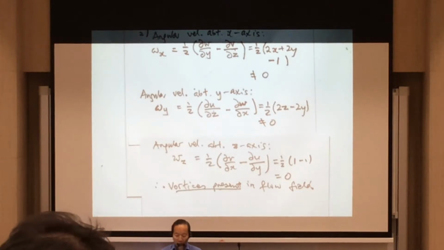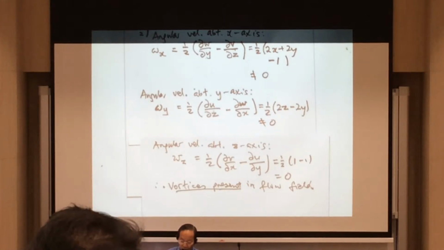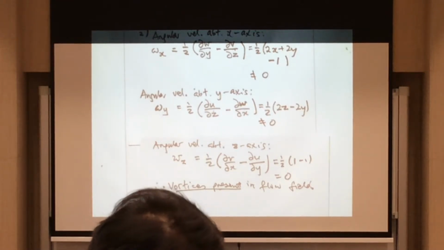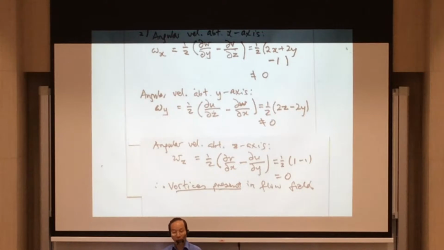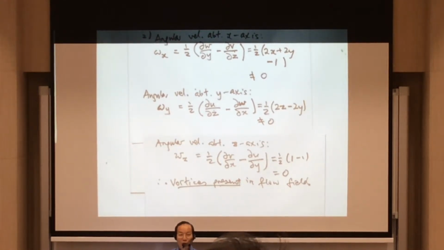Three. Now, there's this term irrotational flow. That means there's no rotation. Irrotational flow field means no omega x or omega y or omega z. Okay? In an irrotational flow field, there's no angular velocity of the fluid element. So omega x, omega y, and omega z each equal 0 in an irrotational flow field. Correct?